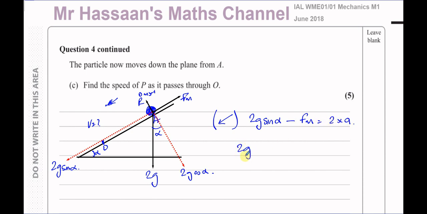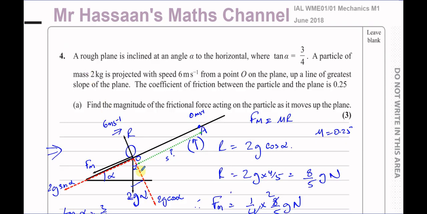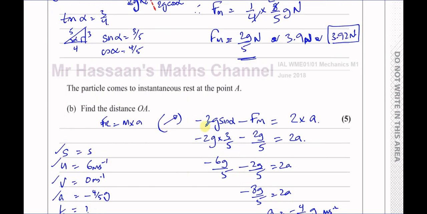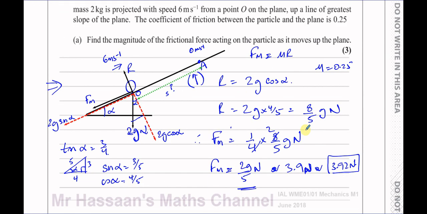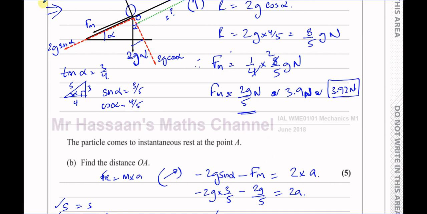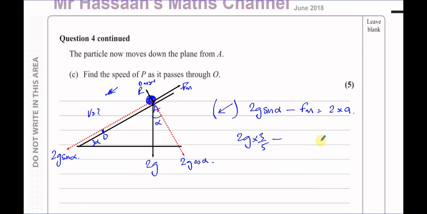So we know already this is 2g, we know the sine of alpha, all of that stuff we already know from before. 2g sine alpha, 2g times 3/5, which is 6g over 5, but that's going to be positive now. So 2g times 3/5 minus, and now F max is 2g over 5 newtons. F max is still going to be 2g over 5, that's not going to change. But now this is going to be negative because we're going down and it's going up, so it's in the opposite direction, so it's 2g over 5.